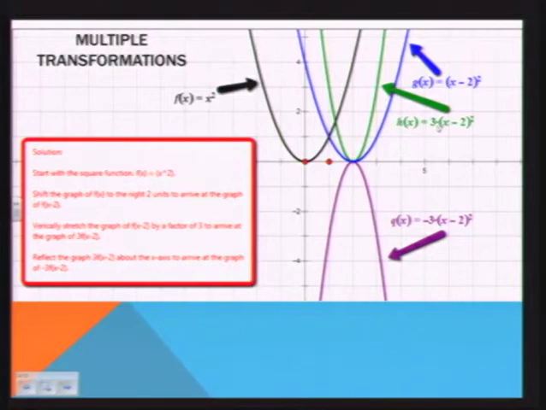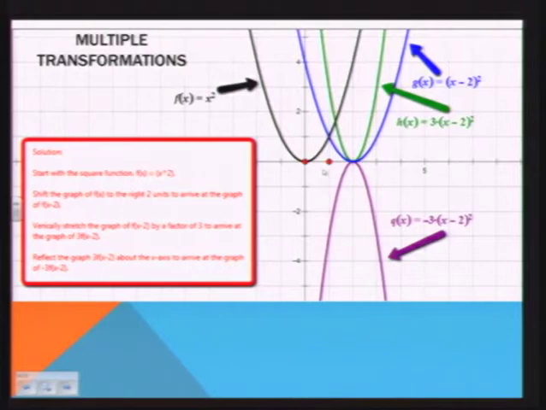Now lastly, we're going to go back to the reflections about the x-axis, which we've talked about previously in the lesson. Now note that you reflect the graph of 3 times f of x minus 2 about the x-axis to arrive at the graph of -3 times f of x minus 2. So you may ask yourself, well, what transformations did you use?